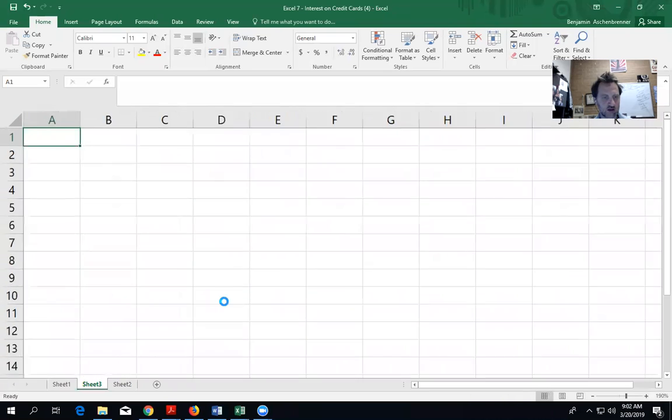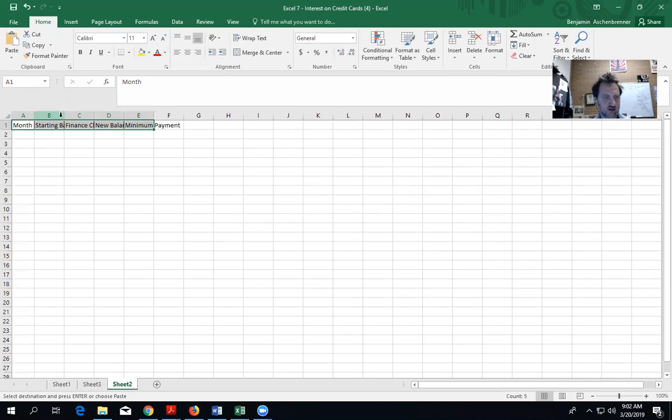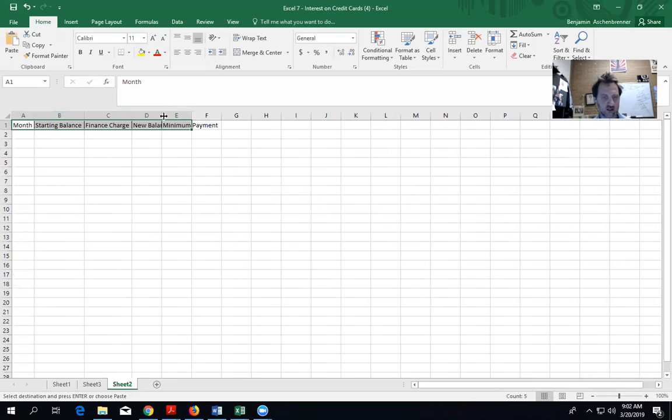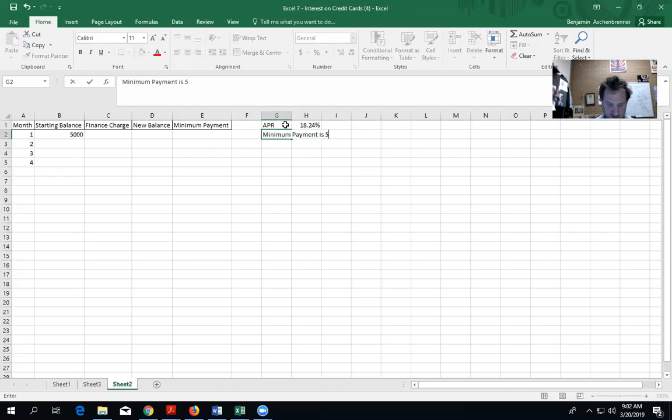Now let me just kind of go back through how that works. I'm going to do a copy and paste here. This is on a new sheet, so you can just get an idea of the calculations that you would do. So month 1, month 2, month 3, month 4. If my starting balance is $5,000, I'll put my information over here: APR, let's say it's 18.24%, and let's say my minimum payment is 5%.